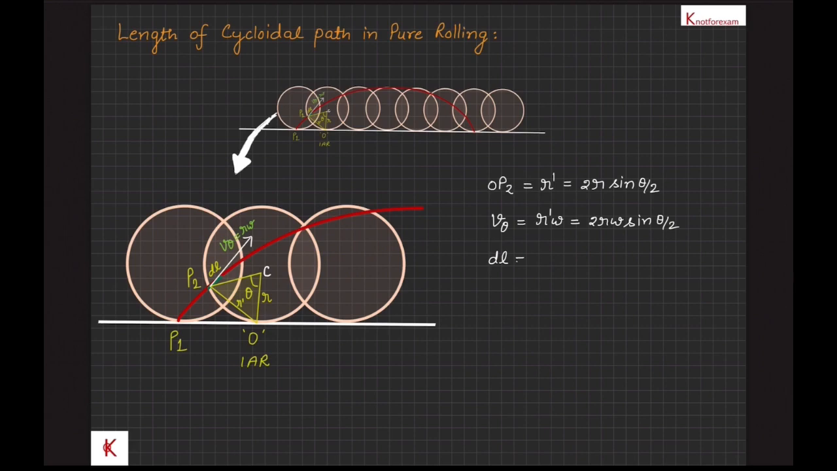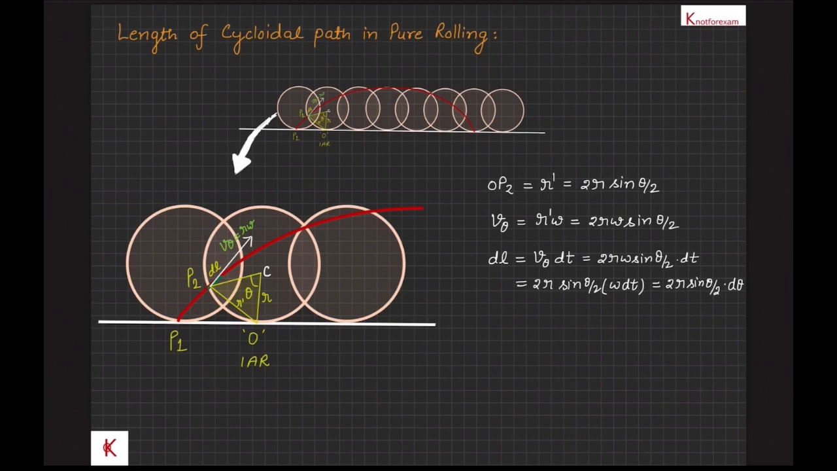Now in dt time, path length traveled at this instant, dl, will be equal to v theta into dt, that will be 2r omega sin theta by 2 into dt, that is 2r sin theta by 2 into omega into dt, and omega into dt will be angular displacement d theta. Therefore dl will be equal to 2r sin theta by 2 into d theta.